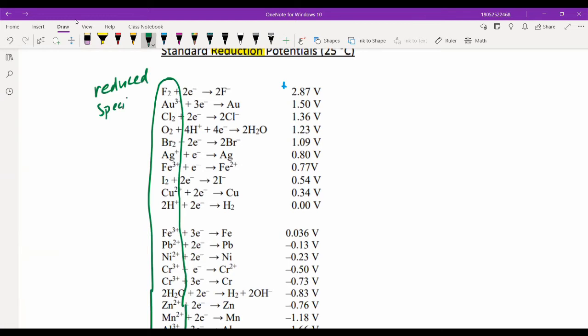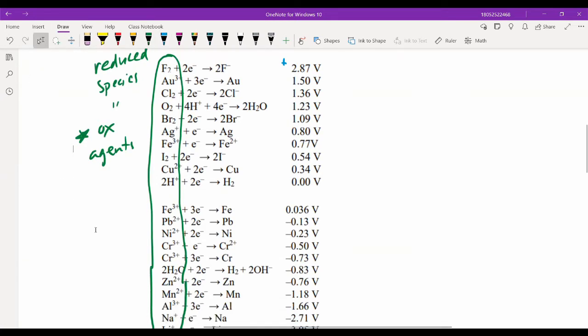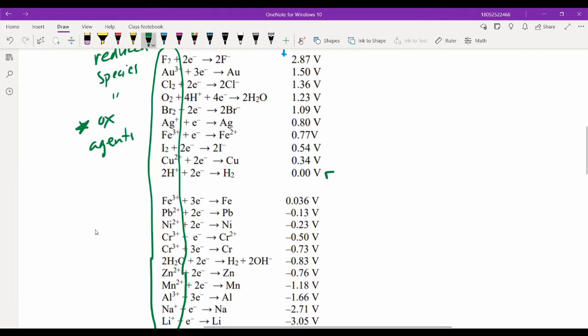Reduced species, which are oxidizing agents, okay? One thing I did just notice is that somehow when I was making this table, I must have messed up because these two numbers are actually not in order. That's fine. I don't think I have iron 3+ in any problem. So we can just kind of ignore that one or mentally put it above the H+.